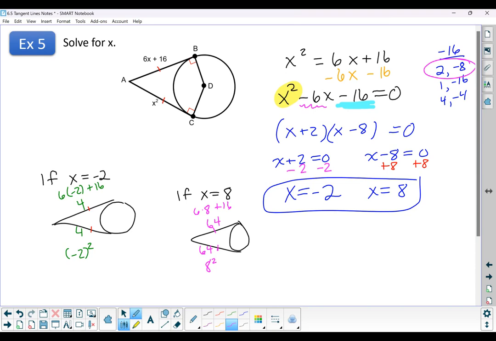So we don't have enough information to know which of those two answers is correct. For this diagram, both of them are correct answers. If we had the size of the radius, that might tell us which one is true, but we don't know anything else about that circle. So both answers, negative 2 and 8, are true solutions to this equation.